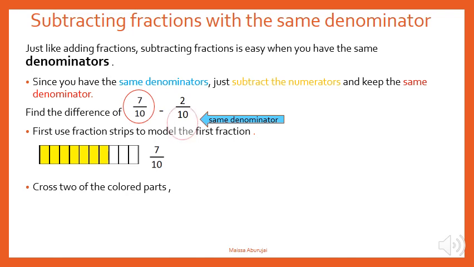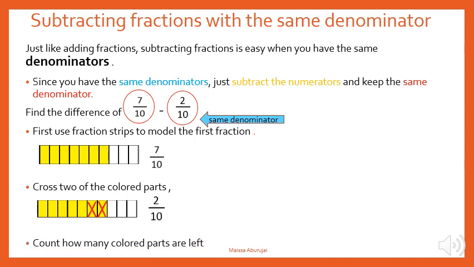As you see, we have 7 colored parts. We will cross 2 colored parts. This is the fraction that shows the crossed parts. Now count how many colored parts are left. As you see, there are 5 colored parts. Never subtract the denominator. As you see, we subtracted only the numerators.